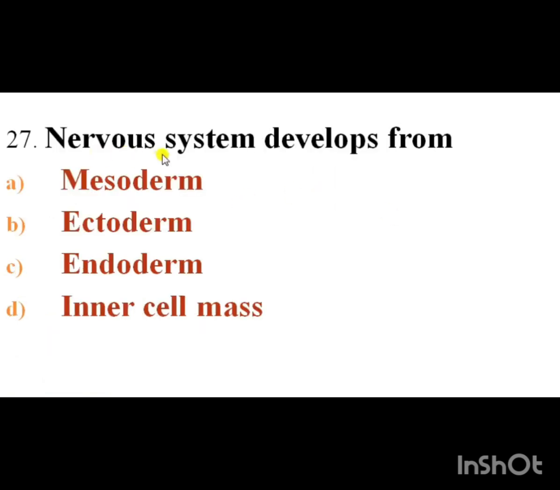Next, the nervous system develops from: A. Mesoderm, B. Ectoderm, C. Endoderm, D. Inner cell mass. Answer is B, ectoderm. So the nervous system develops from ectoderm. At the third week, the embryonic tissue divides into three primary germ layers, that is endoderm, mesoderm and ectoderm. Structures produced by the three primary germ layers are as follows.